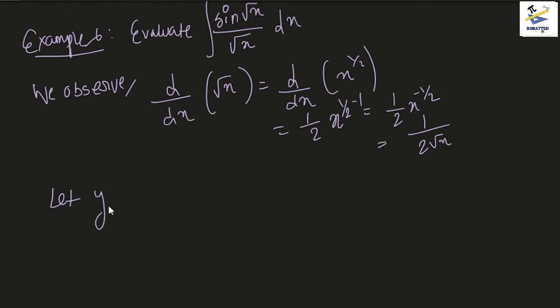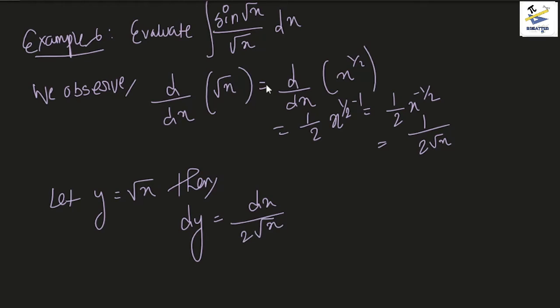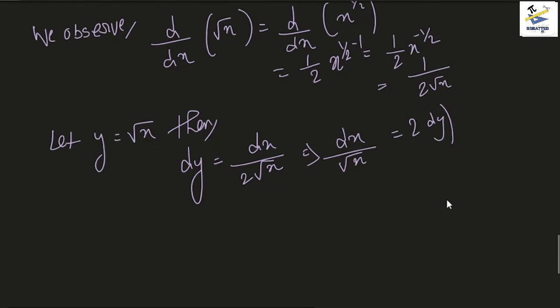Let y equal root x, then dy should be equal to dx by 2 root x, right? But we see dx by root x is also present, so what we get from this equation is dx by root x should be equal to 2 dy, and we can absolutely put this to get the integral I equals sine of y, because root x is y, into 2 dy.